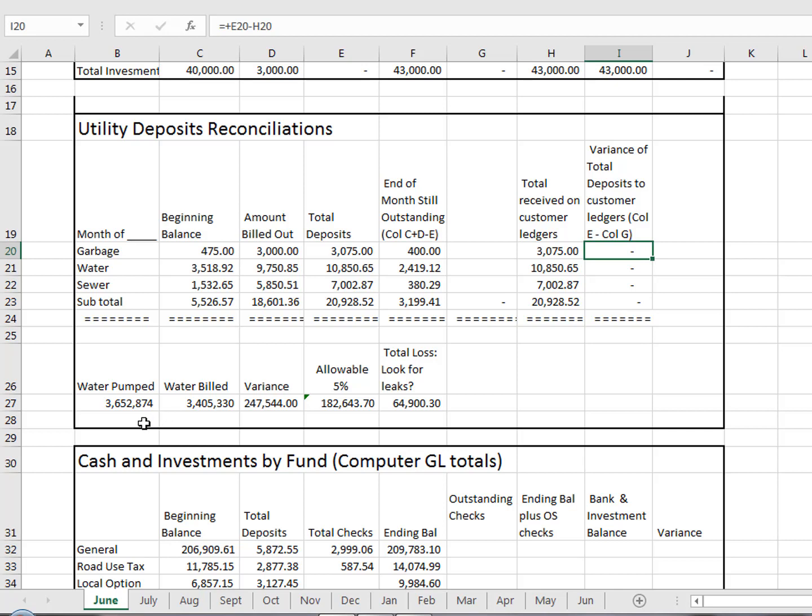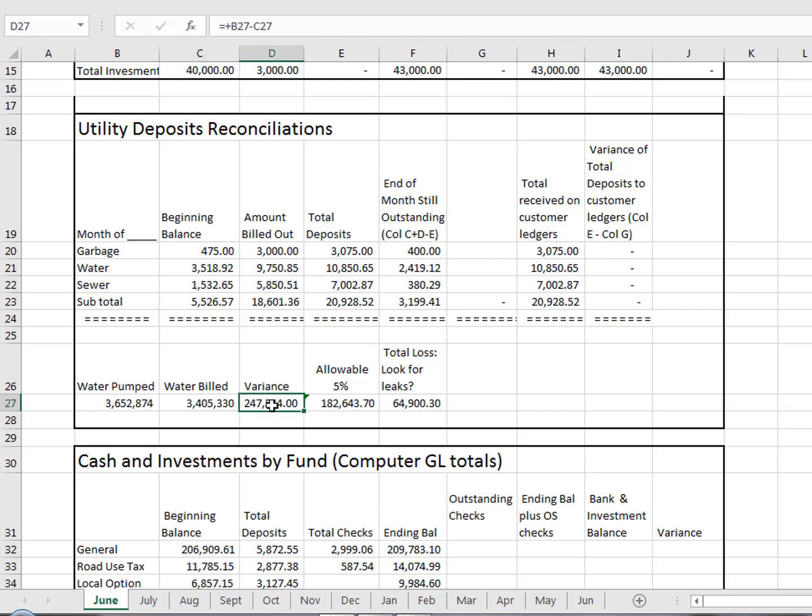The other thing is the difference between the water pumped and the water billed. In some communities, this may be something that the street guy or the water superintendent or somebody would be able to tell you how many gallons were pumped that particular month. Then how many gallons were billed based upon the meter readings. For some of you who have electronic meter readings, or if you have someone walk around and read the meters, this is still very attainable information.